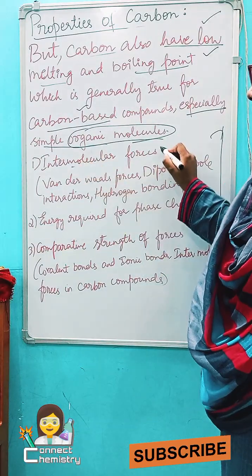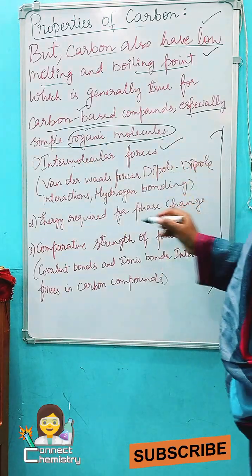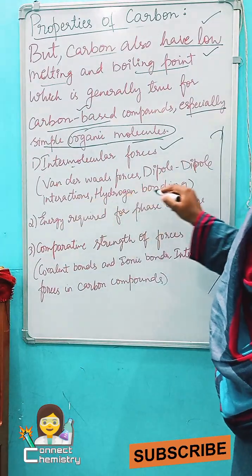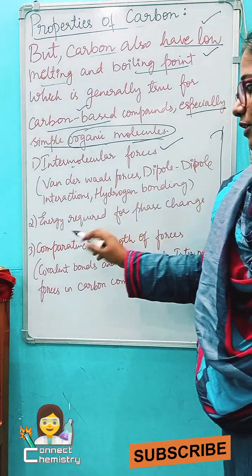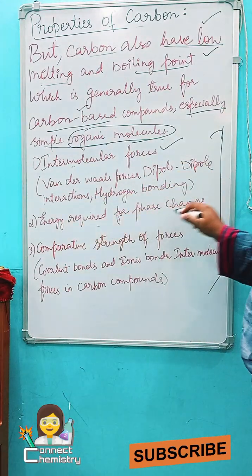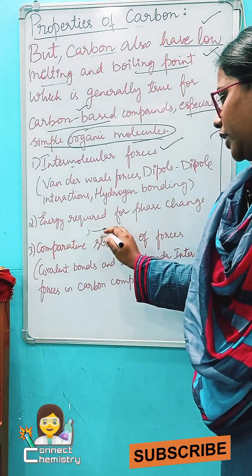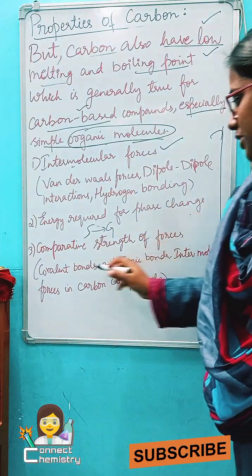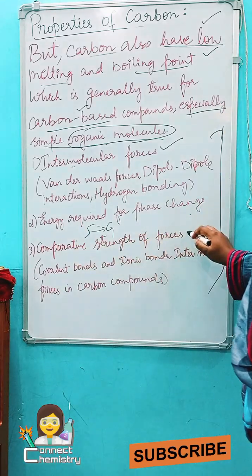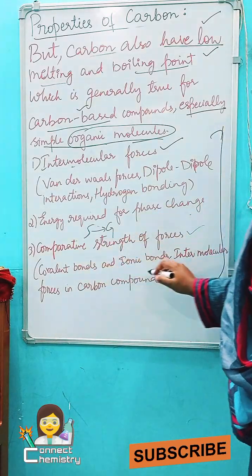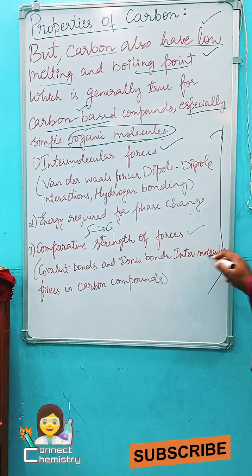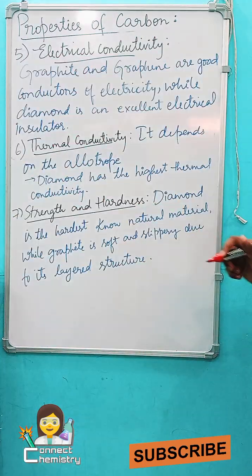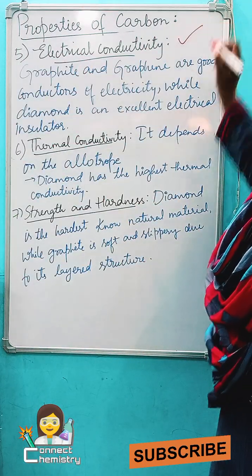The first reason is intermolecular forces, which include van der Waals forces, dipole-dipole interaction, and hydrogen bonding. The second reason is the energy required for phase change, that is, solid to gaseous phase changes. Then there is the comparative strength of forces, that is, covalent bonds and ionic bonds, and the intermolecular forces in carbon compounds. On to the next property, that is electrical conductivity.